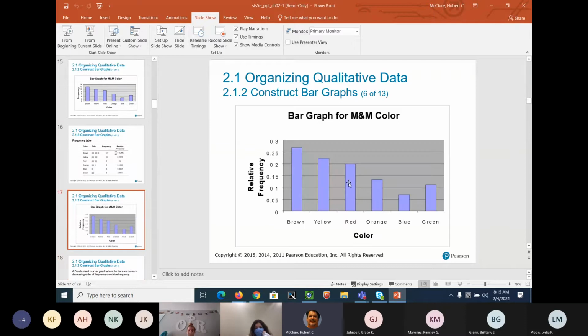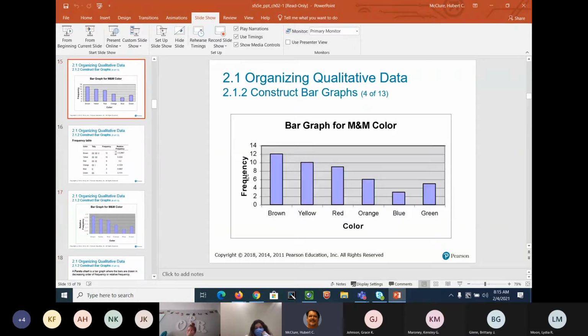And another bar graph. Now this is not of the relative frequency. This is of the head count. Like there's 12 brown M&Ms. There's 10 yellow M&Ms. There's 9 red M&Ms. There's 6 orange M&Ms. There's 3 blue M&Ms, and there's 5 green M&Ms.